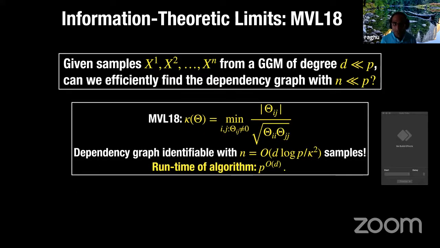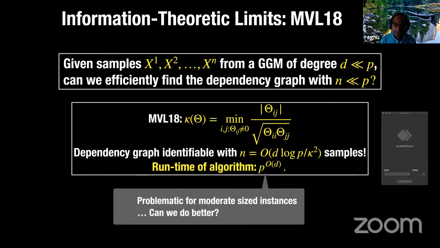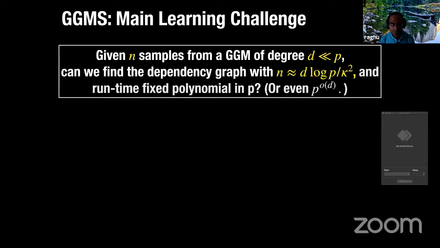So this seems great. However, there's one catch with the work of MVL, which is that the runtime of the algorithm scales as p to the O of d. So the runtime is polynomial time if you think of the degree as being constant. But if you think of even degree growing slowly, it becomes quite problematic. And the question that we'll address, and the main question is, can we do better? And again, this is kind of the same sort of runtime bottleneck that we are trying to avoid in the earlier talks as well, where achieving p to the O of d was kind of possible, but we'd like to go beyond that.